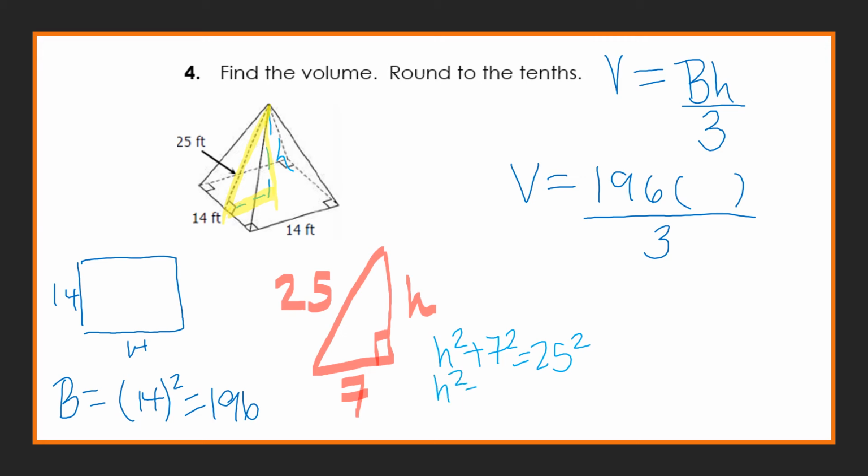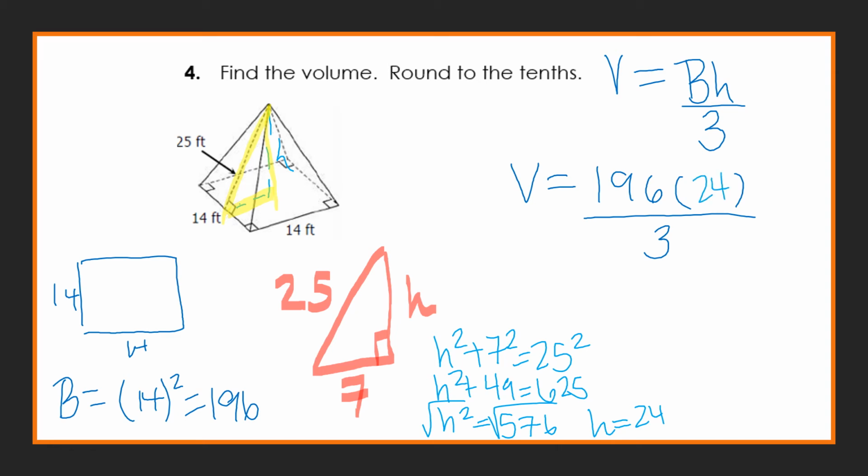So we know 7 squared gives us 49, and 25 squared is 625. We're going to do 625 minus 49, which is 576. Then we take the square root of 576, and that tells us the height of our pyramid, which will be 24.